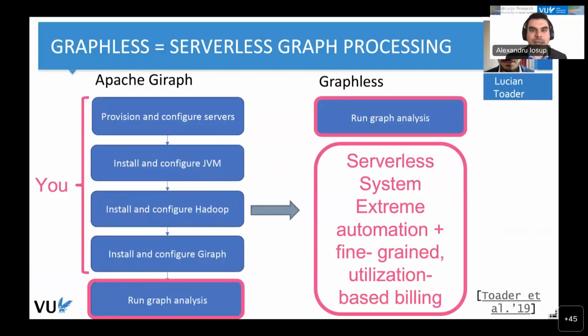Turns out that if you take a typical graph analytics job, then the part that is the business logic is simply to run graph analysis. That's what the application should do. So with serverless approaches, instead of doing all these other steps that you see on the left-hand side, you let the serverless system actually do it, and hopefully it's efficient enough, because that's the promise of serverless. It will be efficient enough, and it will operate fine-grained and only charge for what is being used.